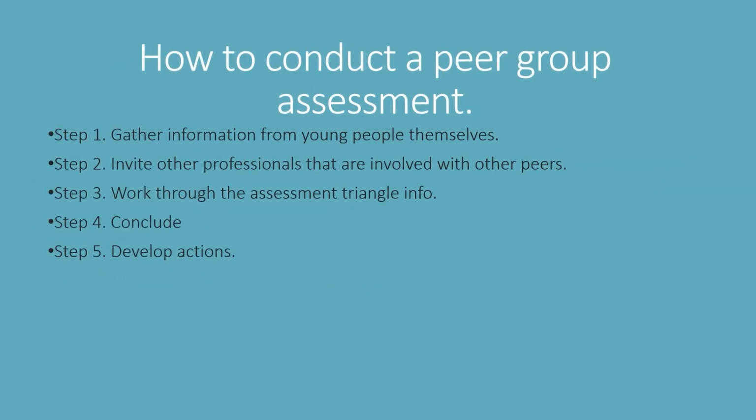How to conduct a peer group assessment. Here are the steps to completing it. Get as much information as possible from the direct work you complete with young people. Check databases, collaborate with other agencies that are involved with your young person and their peers, for example, schools, youth clubs, youth offending services. Work through the peer group assessment triangle. Conclude. Develop and assign actions.